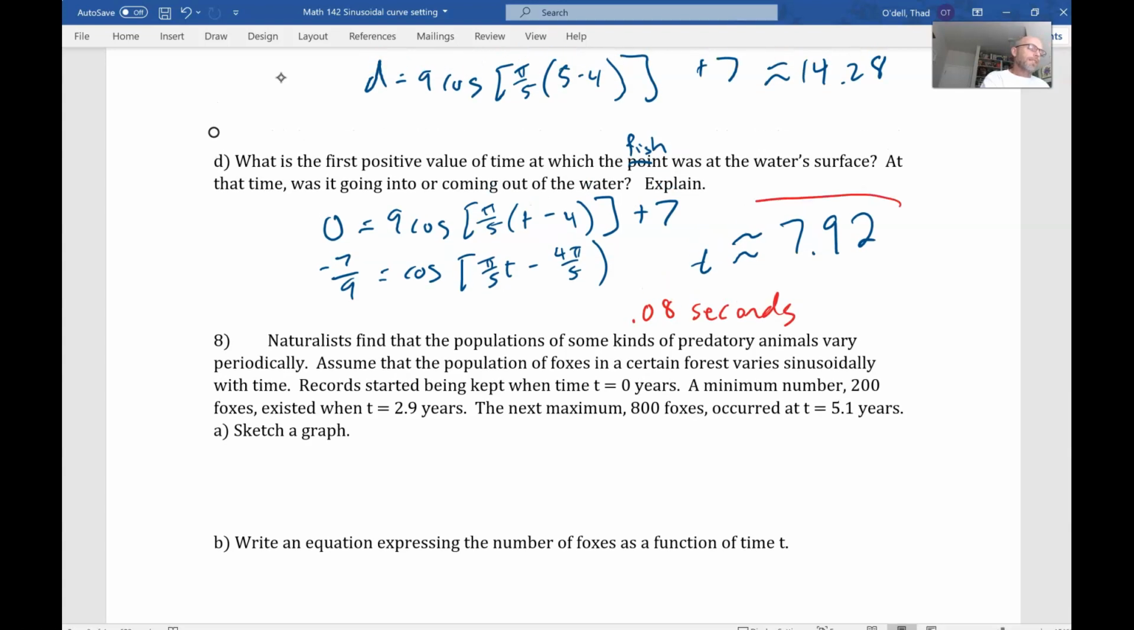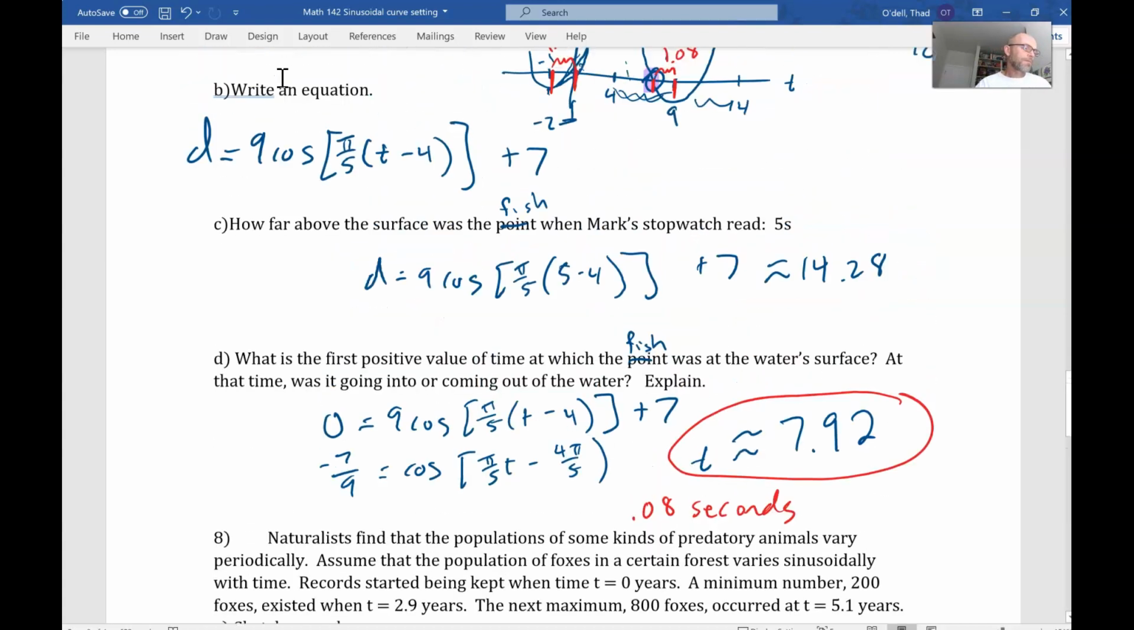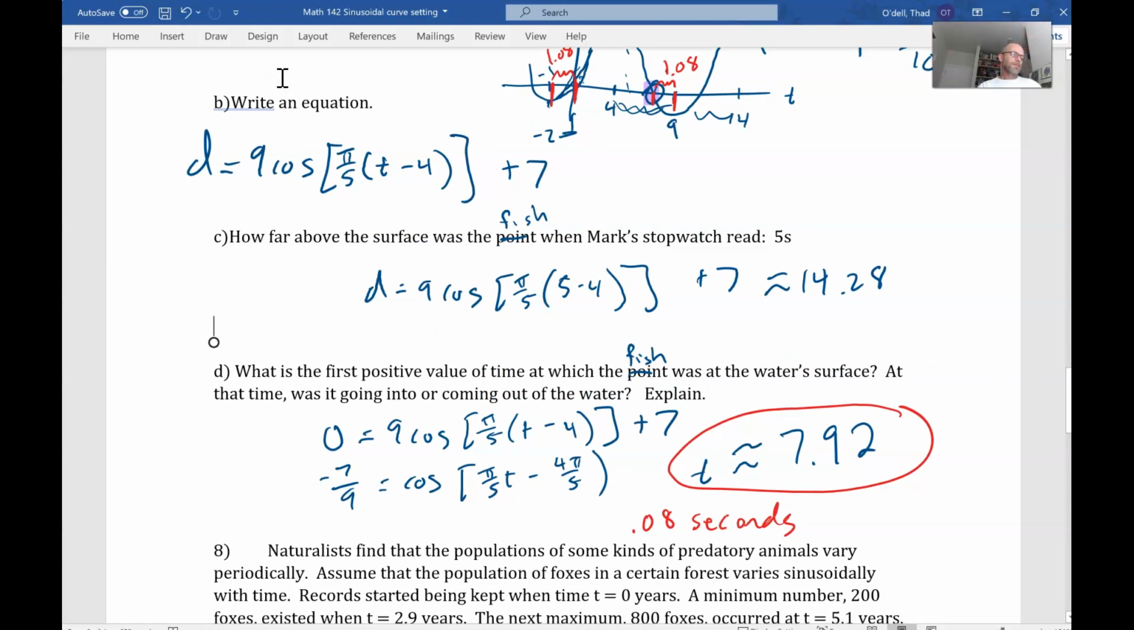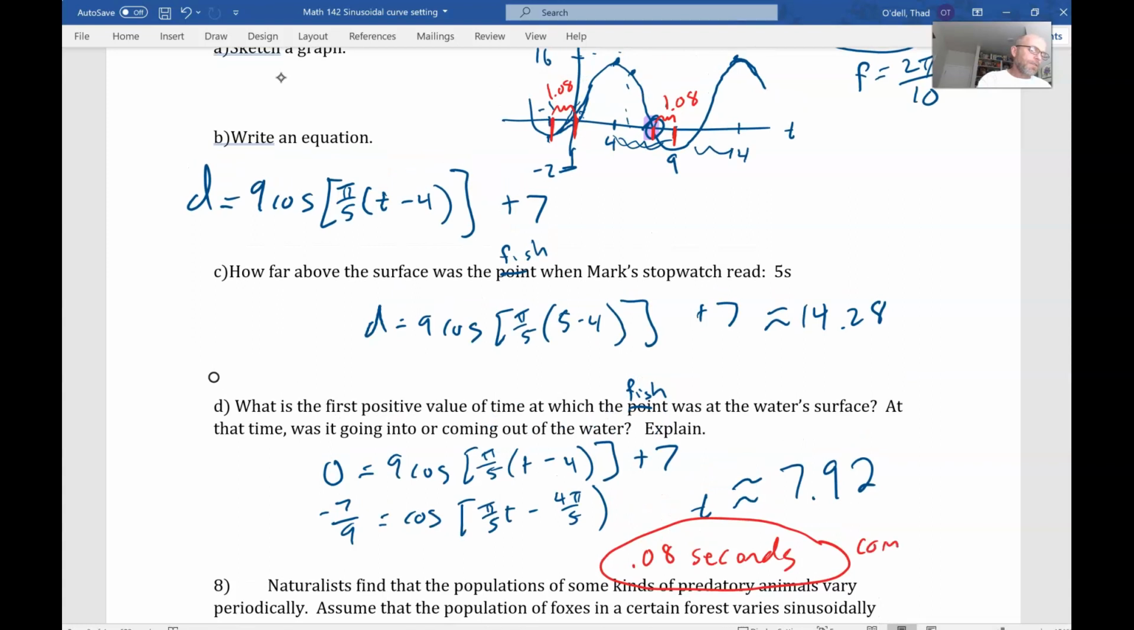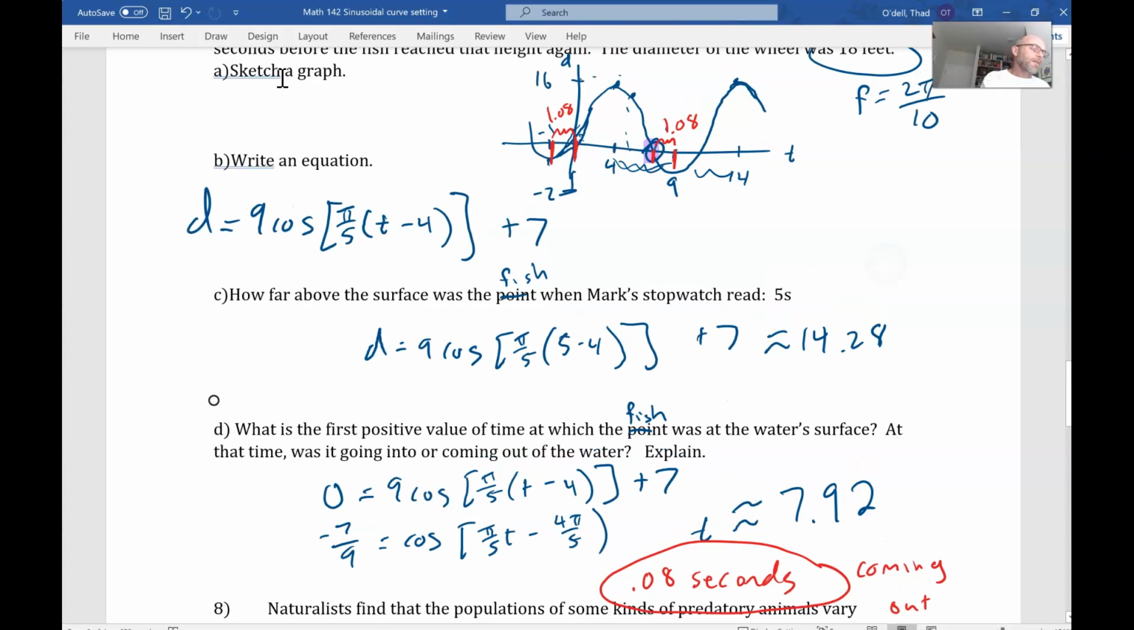So this right here is actually the second time that it hits the water. Isn't that interesting? So the actual answer we want is this one, the 0.08 seconds. At that time, was it going into or coming out of the water? So at that time, it was coming out, wasn't it? The second time it hits the surface of water is right here. That would be 7.92. In that case, it's going in.